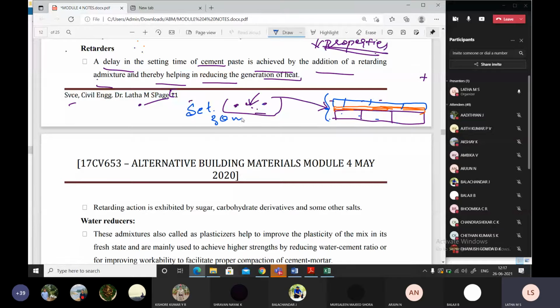30 minutes is the initial setting time. Within the mix time of 30 minutes, you can use this mortar. So for that purpose, you have to add retarders. There are many retarders available.